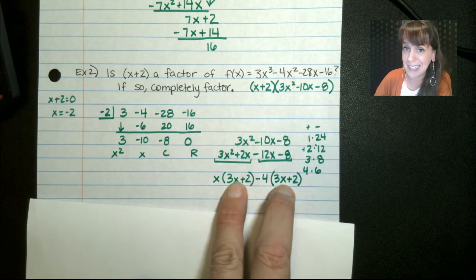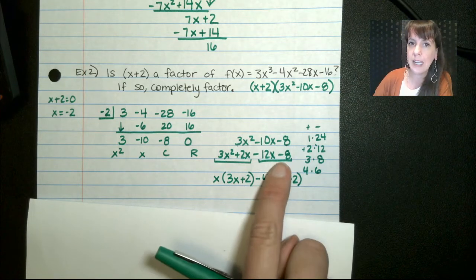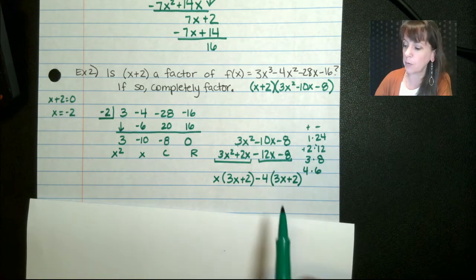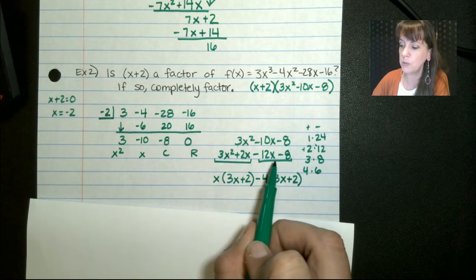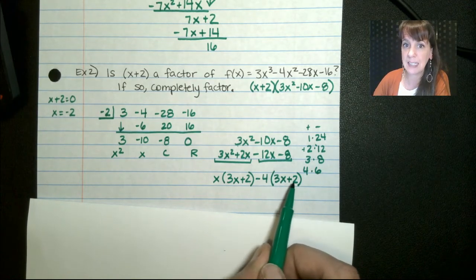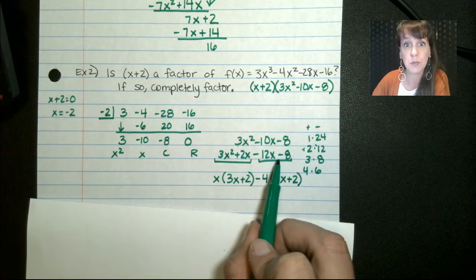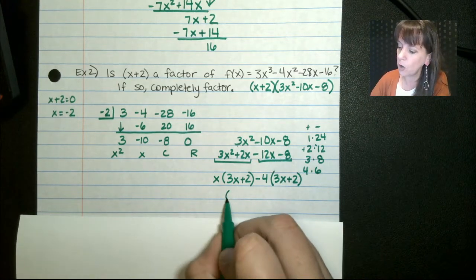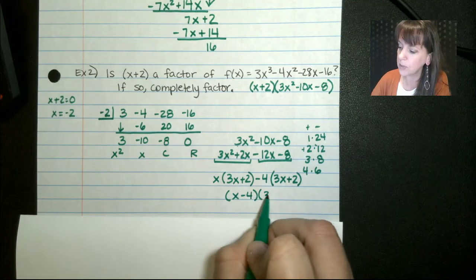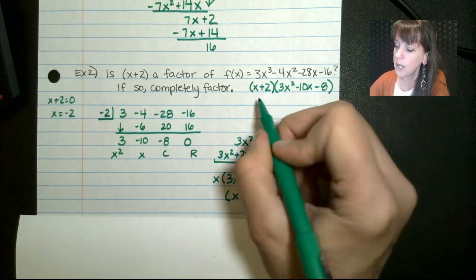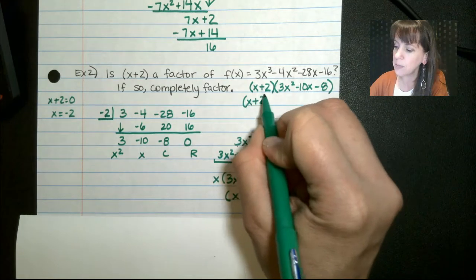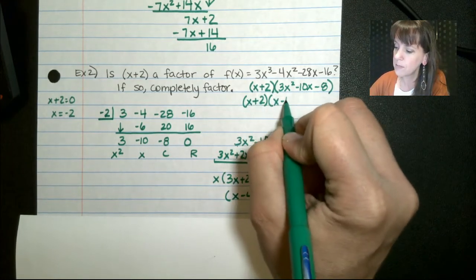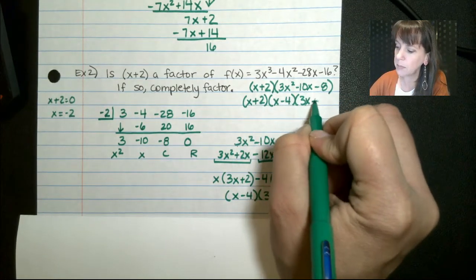If they are not, then you go back and double check your work, and likely you just brought that negative down. But remember, negative 4 times positive 2 would give me negative 8. If I left this as a negative, it would be negative 4 times negative 2, which would be positive 8, which is incorrect. So what are my factors here? They are x minus 4 and 3x plus 2. So I have now completely factored this. I have x plus 2, x minus 4, and 3x plus 2.